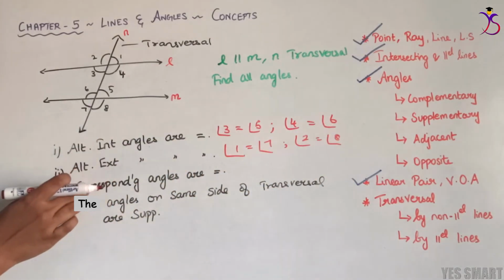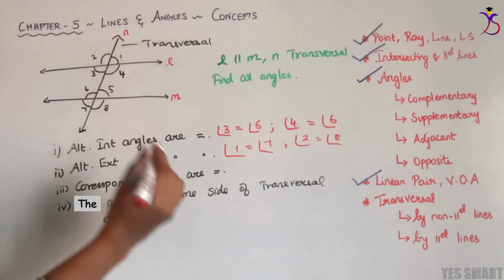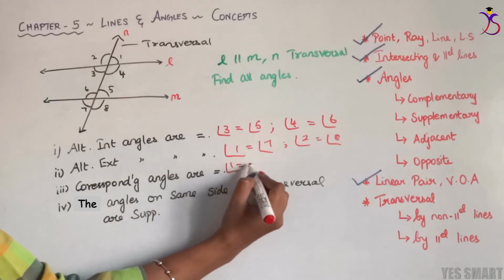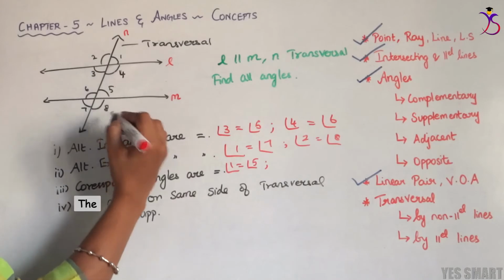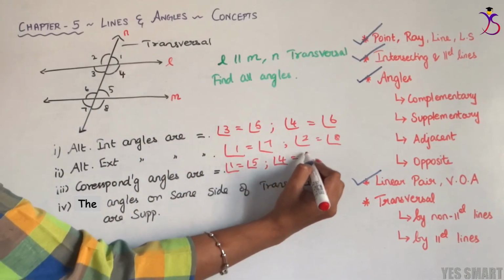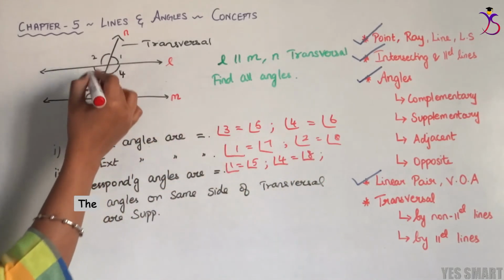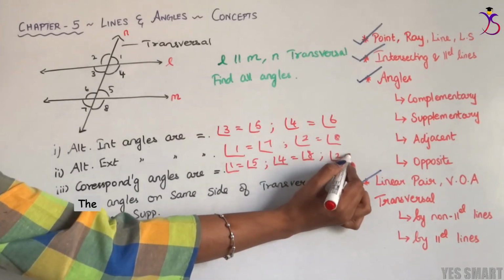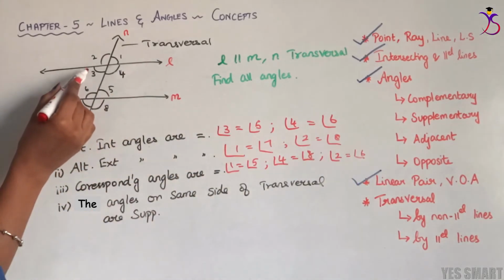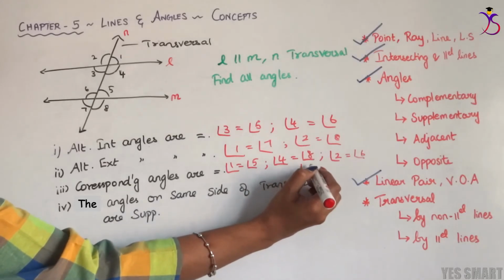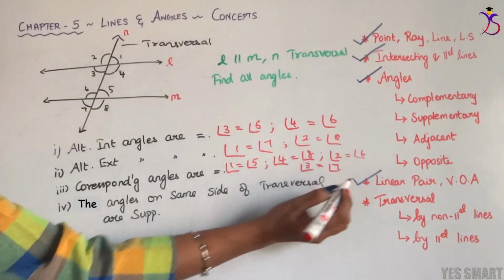When corresponding angles are equal, angle 1 equals angle 5, angle 4 equals angle 8, angle 2 equals angle 6, also angle 3 equals angle 7. So these are the corresponding angles that are equal.